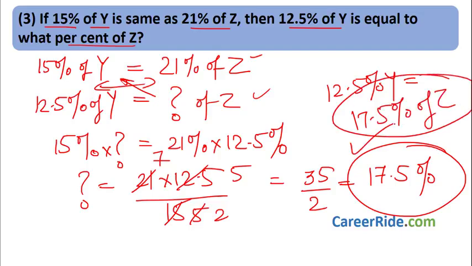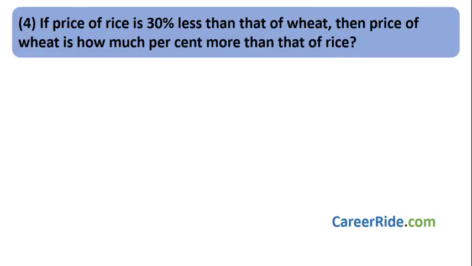This is the answer. Moving to next question. Question number 4. If the price of rice is 30% less than that of wheat, then the price of wheat is how much percent more than that of rice?